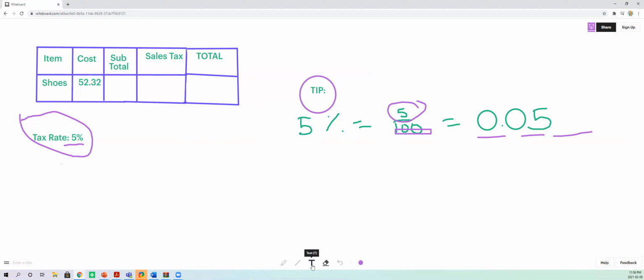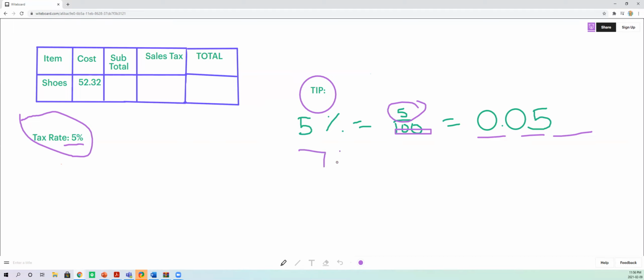It's the same thing if the tax rate was actually, for example, 7% instead of 5%. That is 7 over 100. Please excuse my terrible writing. It's very hard to draw with a mouse. And I do not have a touch screen on this computer. So 0.07 is your final product.